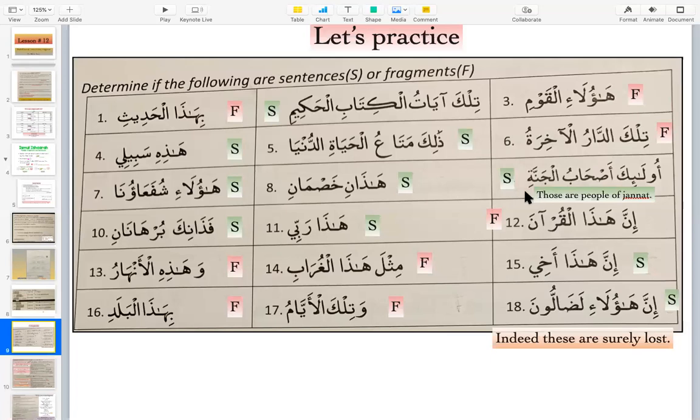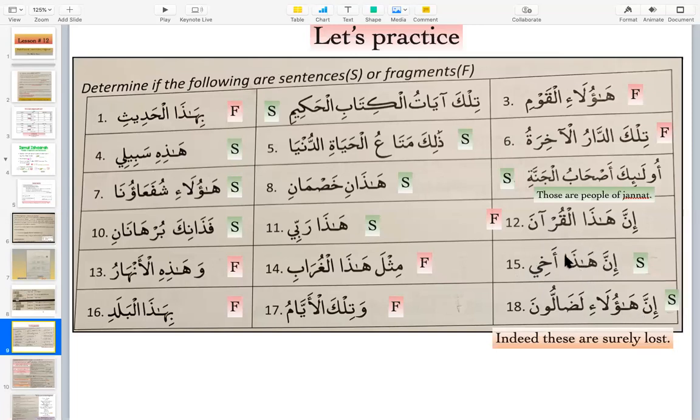Ulaika ashabul jannati. Ulaika, again our ismul ishara, no al after it. So this is our sentence, and the translation would be those are the people of Jannah. Okay, so those are, my R is coming right after here because there is no al. Inna hazal Qurana. Inna, indeed, hazal Qurana, this Quran. After haza, I have al, so this Quran, this is my fragment. Inna haza akhi. Now, inna, indeed, haza, this, and there is no al, so I'm gonna put my is over here. Indeed, this is akhi, my brother. Okay, my idafa fragment.